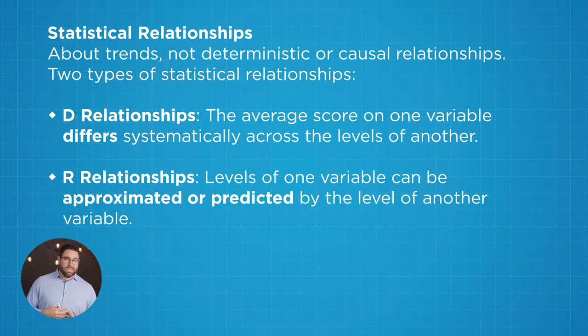When we're talking about an R relationship, which is our other type of statistical relationship, we're talking about one variable that's going to differ across levels of another variable. So we can even predict what one variable might be based on that first number. If I said your shoe size is X, I could predict with some accuracy how tall you might be, because those two things are related. So when we're talking about a D relationship, we have groups. When we're talking about an R relationship, we have two different numbered variables and they're related to one another in some way.